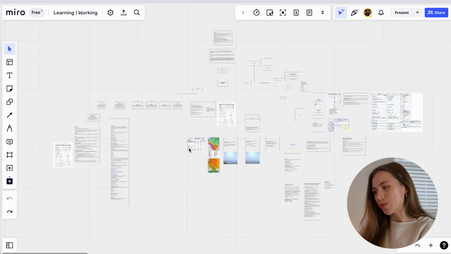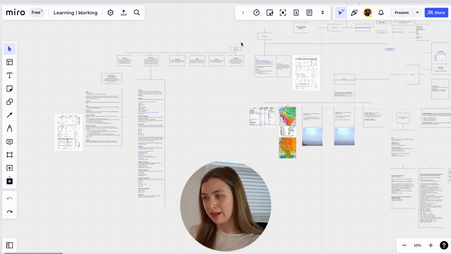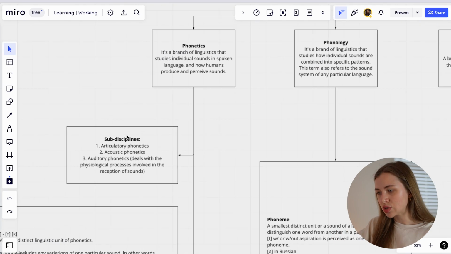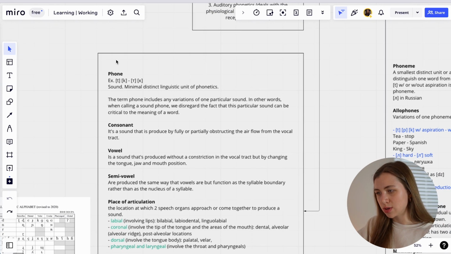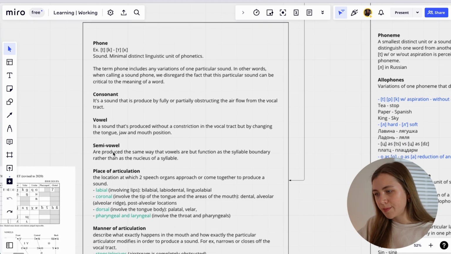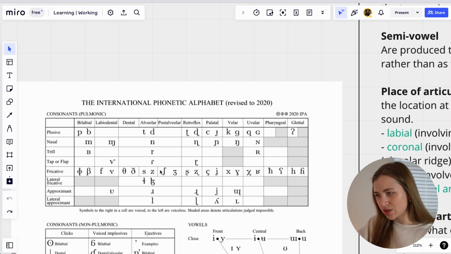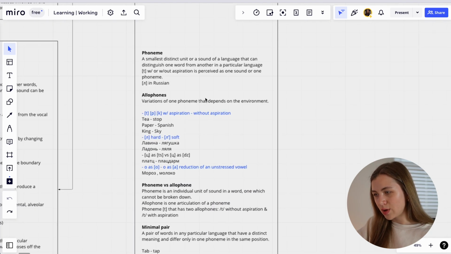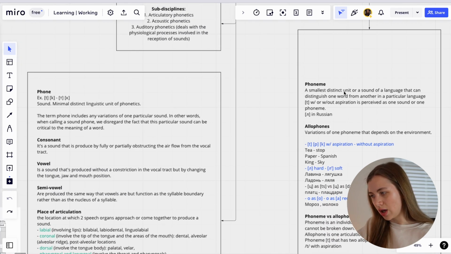So the whole diagram looks something like this. We've got this part that is just general linguistics right here, and then it is more about phonetics, phonology, morphology, syntax, semantics, and pragmatics. I tried to also get some more terminology, like sub-disciplines and key terms like phone, what's a consonant, a vowel, semi-vowel, place of articulation, manner of articulation, and these different categories of sounds, and also what's prosody. Also, I decided to save here the International Phonetic Alphabet, phonology with the definition, what's a phoneme, what are allophones. I'd say this difference between phone and phoneme was super helpful both during the interviews and the job.